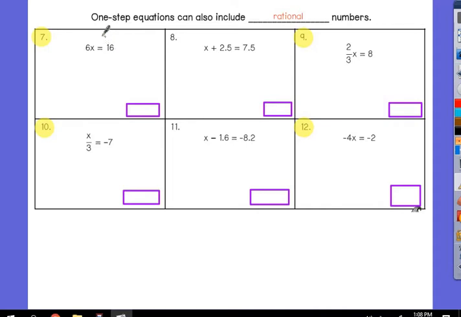So number 7, married, kids, or creeper? Married. So who's getting kicked out? 6. How? Divide. 6 is getting kicked out by division. Division was the inverse operation. X keeps the house. Oh, 16 divided by 6, I will tell you, is not perfect. It is 2.6 repeating.